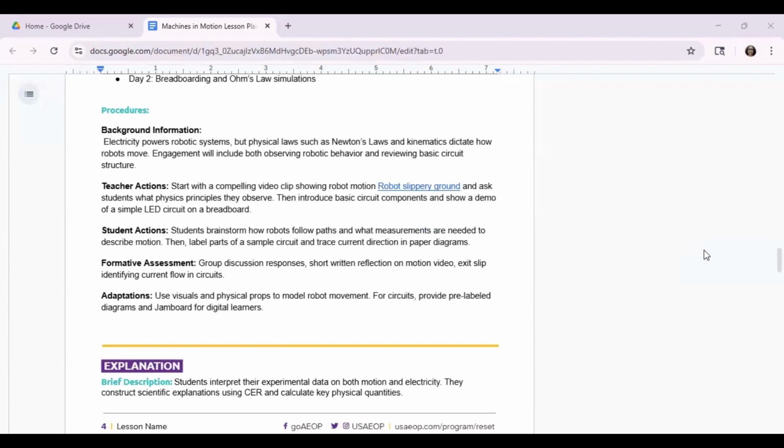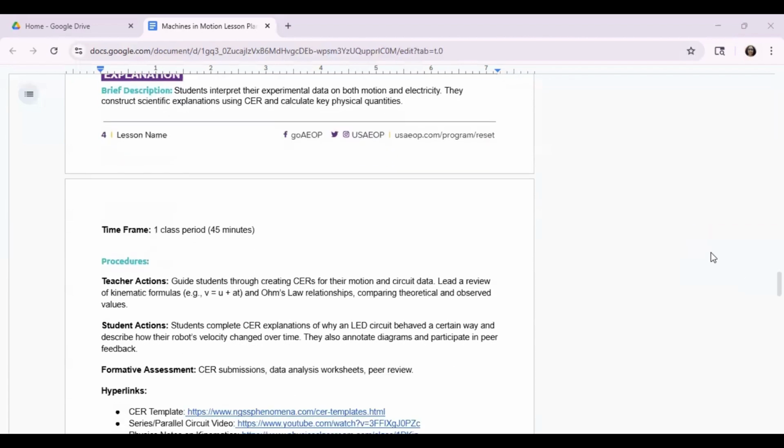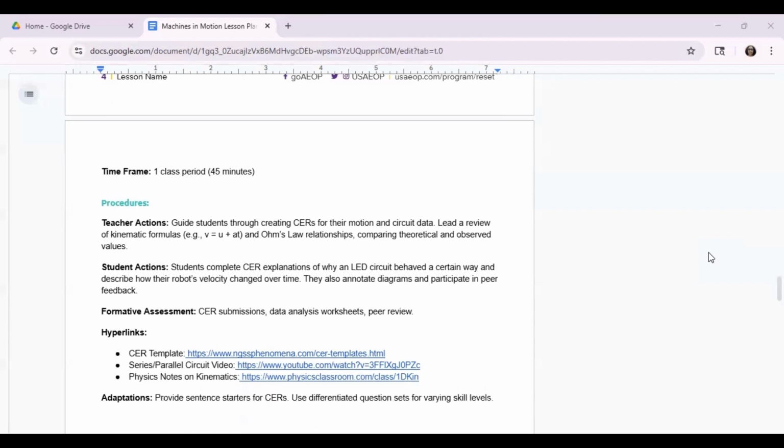Okay, on to the explanation. This 45-minute lesson focuses mainly on students interpreting experimental data from both robot motion and electricity. Teachers will guide students in constructing scientific explanations using the claim-evidence-reasoning framework, which we will now call CER, for their motion and circuit data. Students will complete CERs explaining LED circuit behavior and robot velocity changes, annotate diagrams, and engage in peer feedback.